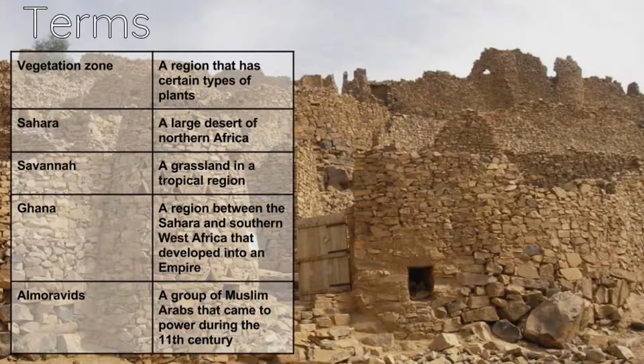One more time, here are the vocabulary terms that you're responsible for: vegetation zones, Sahara, savanna, Ghana, and Almoravids.